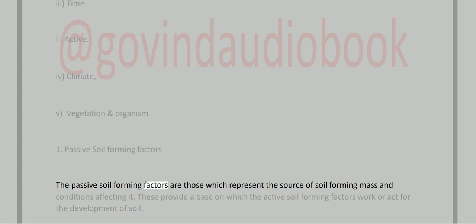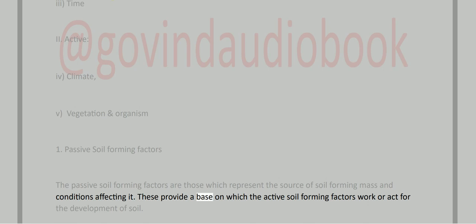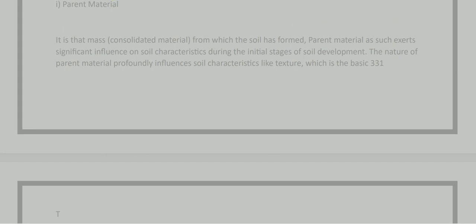The passive soil forming factors are those which represent the source of soil forming mass and conditions affecting it. These provide a base on which the active soil forming factors work or act for the development of soil. 1. Parent material is that mass of consolidated material from which the soil has formed.